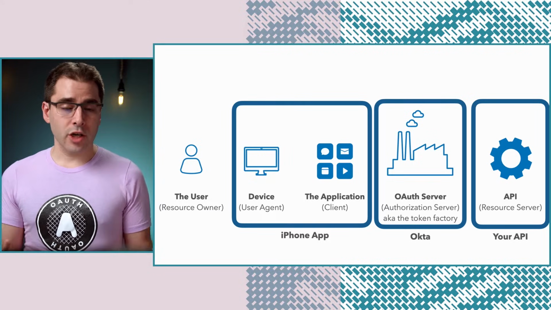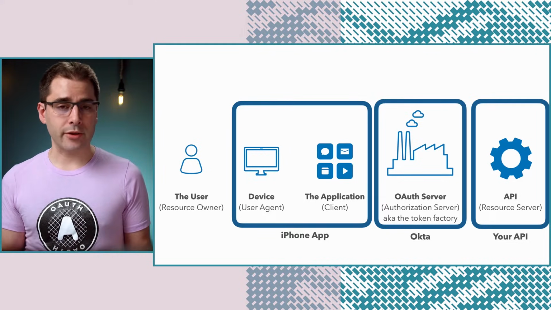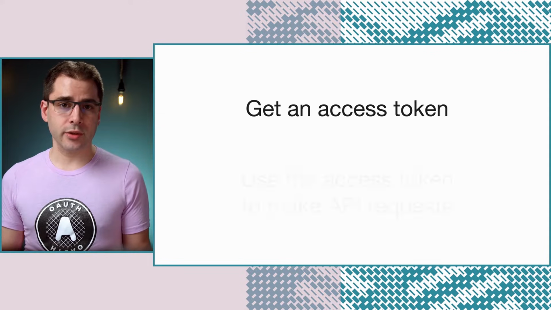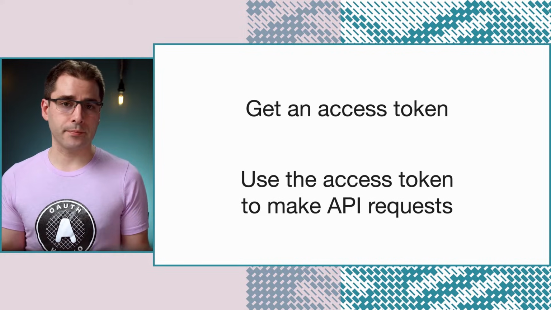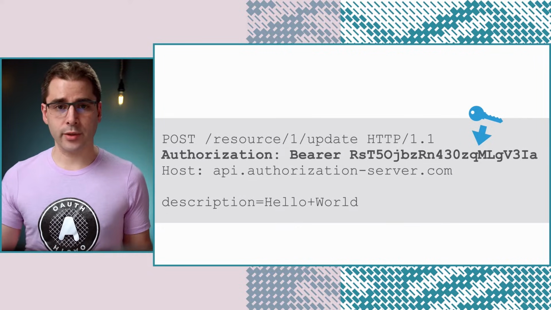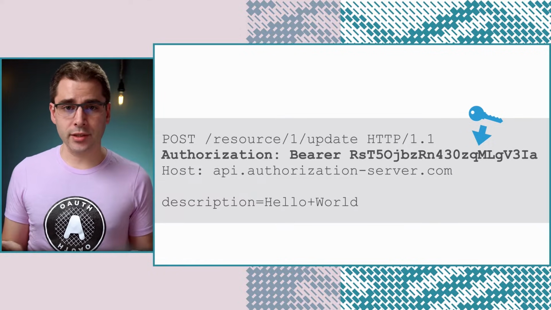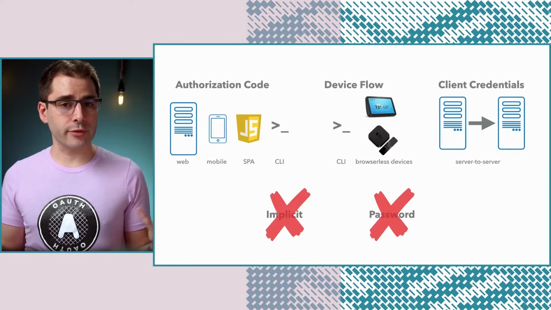So the OAuth client or the application is the one that's going to be getting the access token and then making API requests. That's the main job of the client. It's to get an access token and then use that access token to make API requests to get or modify data. The way it will use the access token is by putting it in an HTTP header and making that request. So we know that the OAuth client wants to get an access token. How exactly can it do that? Well, that's where we use one of the OAuth flows that are defined.